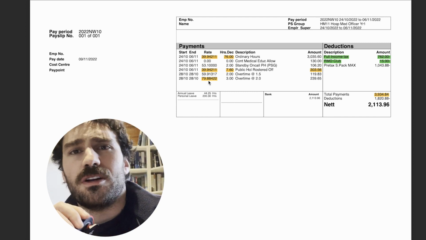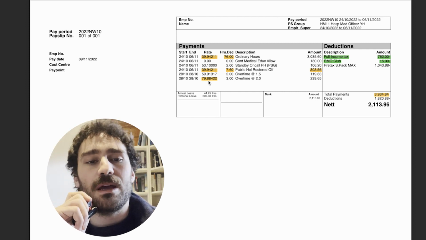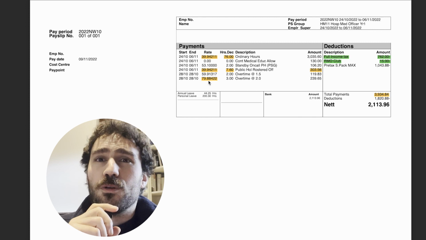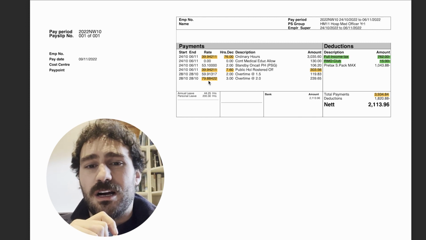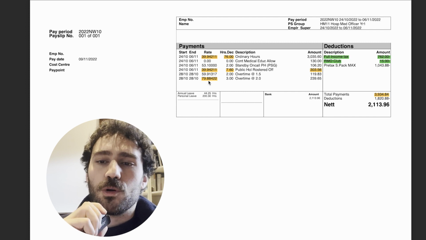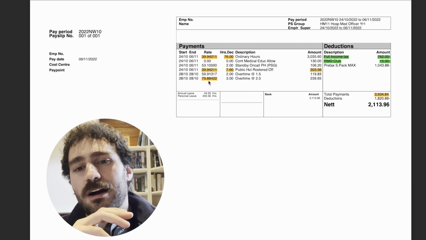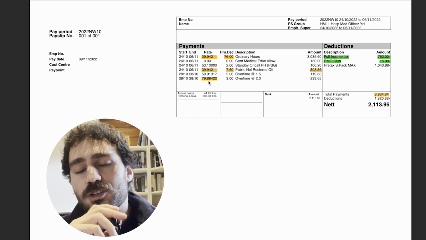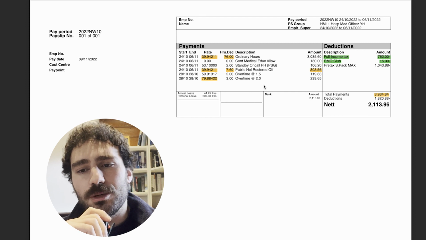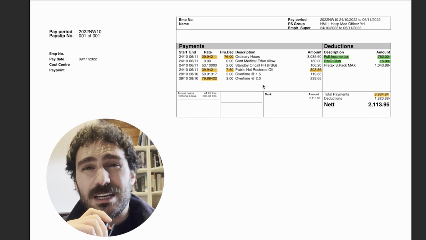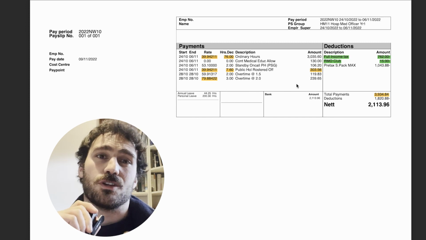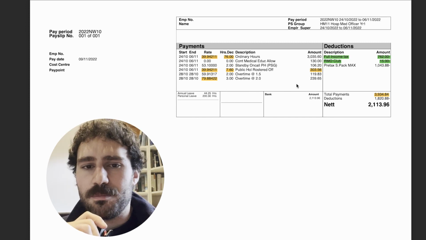For those who don't know anything about super, maybe you're an overseas listener or something, super is our sort of like 401k, I'm pretty sure. It's something that all employers are required to contribute to for our retirement fund. So that's just a mandatory thing that they have to contribute. I think it's like 10.5% at the moment of what we get paid, they have to contribute to our super. That's pretty much the payslip.